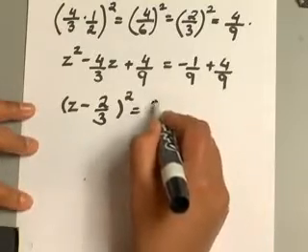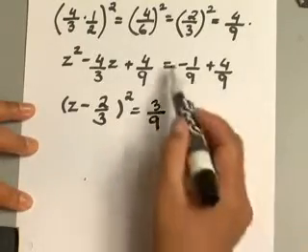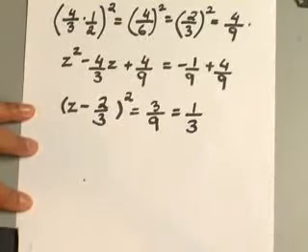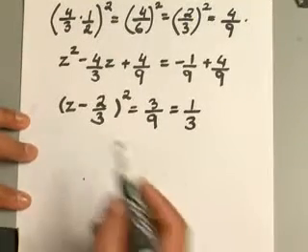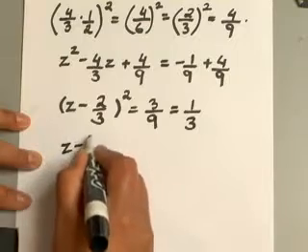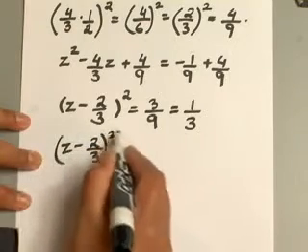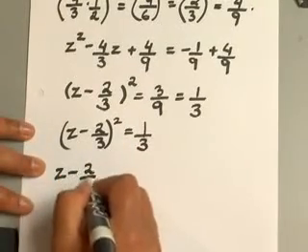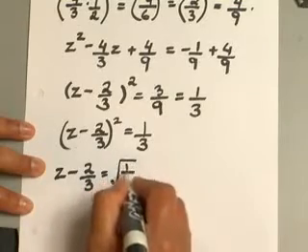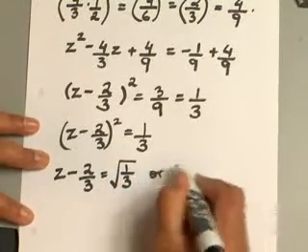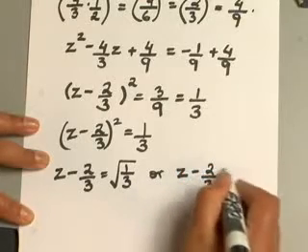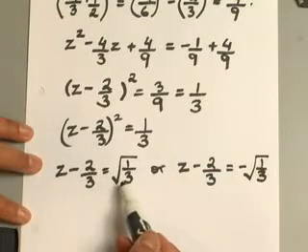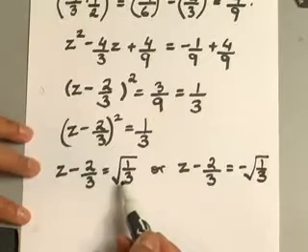And on your right hand side, you can see they have the same denominators, so you don't have to find a common denominator, and you can just add negative 1 plus 4, which gives you positive 3, and 3 over 9 can be reduced to 1/3. Okay, so you end up with z minus 2/3 squared equals 1/3. Apply your square root property, so you end up with z minus 2/3 equals square root of 1 over 3, or z minus 2/3 equals negative square root of 1 over 3.